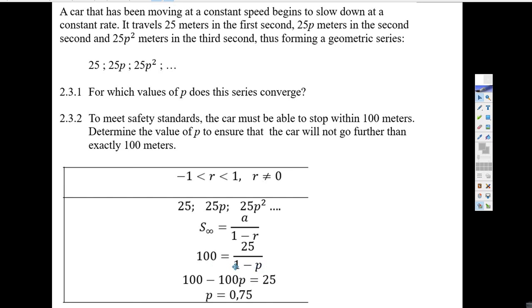So we multiply both sides by 1 minus p. Cancels here, you get 25. There's 100 times 1, that's 100. 100 times minus p is minus 100p. You add 100p. You could do it that way. Take away 25. And then 100 minus 25, 75. Divided by 100 is 0.75. So p is 3/4. You could say 3 over 4 or 0.75. So that's it. There you go.